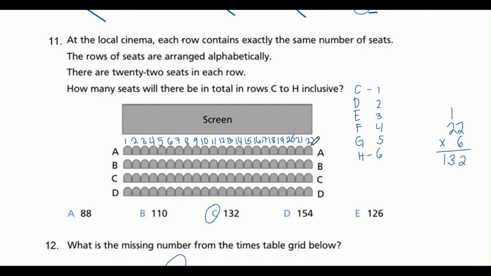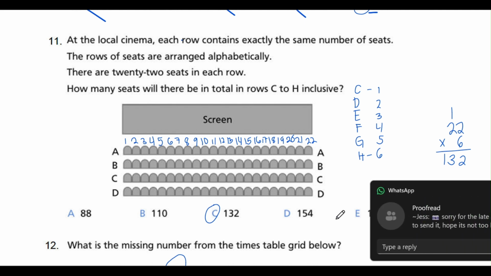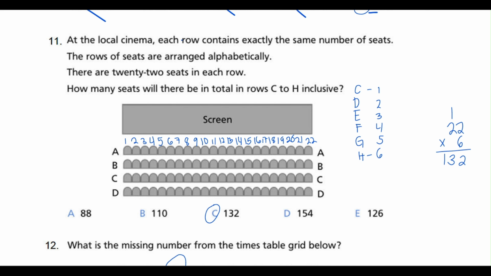The multiple choice answers are, A is 88, B is 110, C is 132, D is 154, and E is 126. The correct answer is C, which is 132. Now let's look at why the other options are incorrect.